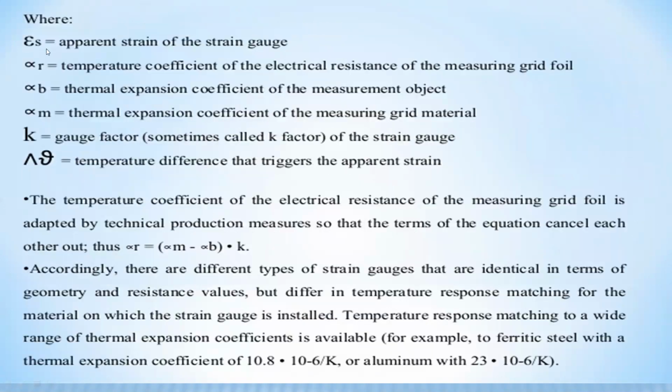You can see there is ES. It means operant strain of the strain gauge. We can calculate this operant strain of the strain gauge, where alpha R is the temperature coefficient of the electrical resistance, alpha B is the thermal expansion coefficient of the measurement object, alpha M is the thermal expansion coefficient of the measuring grid material, and K is the gauge factor. So these are the different terms of the self temperature compensation method.